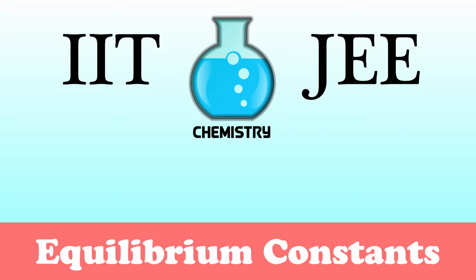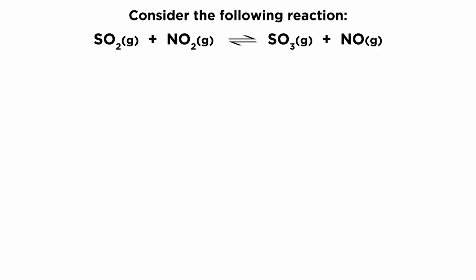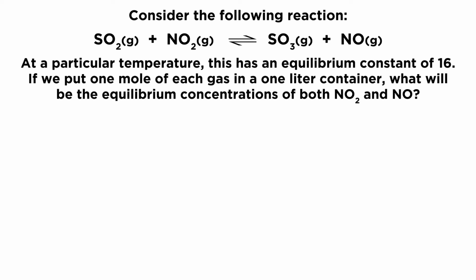Okay, let's try a problem regarding equilibrium constants. So consider the following reaction. SO2 gas plus NO2 gas yields SO3 gas plus NO gas. And the question asks, at a particular temperature, this has an equilibrium constant of 16. If we put 1 mole of each of these 4 gases in a 1-liter container, what will be the equilibrium concentrations of both NO2 and NO? So if you need some review, check out some of my tutorials regarding equilibria, and when you're ready, give this a shot.